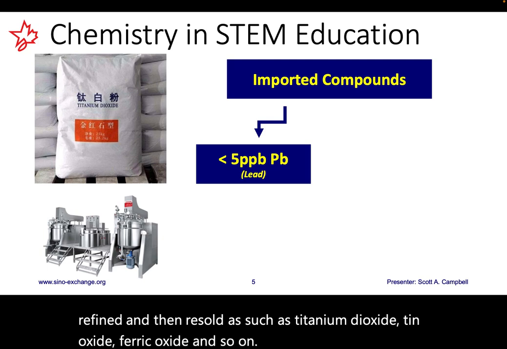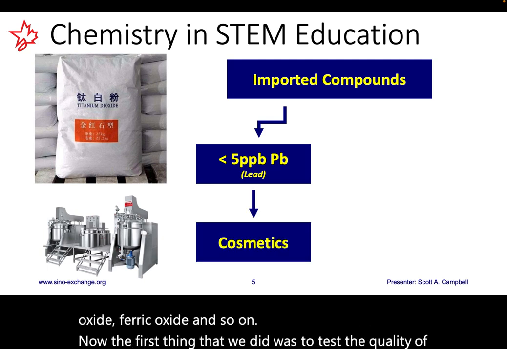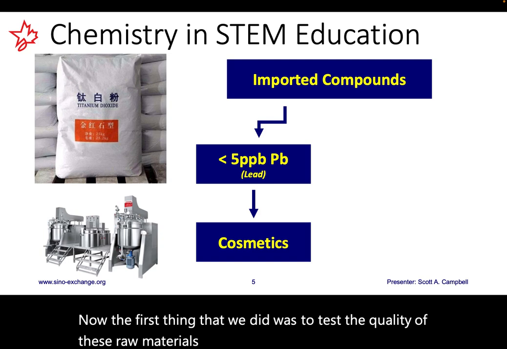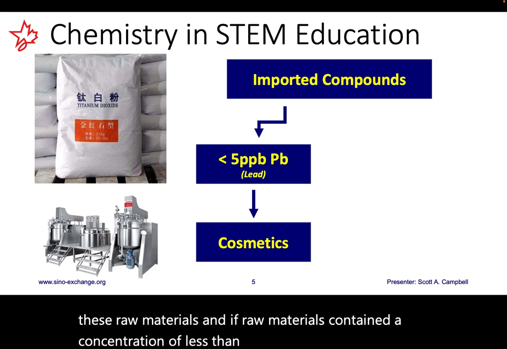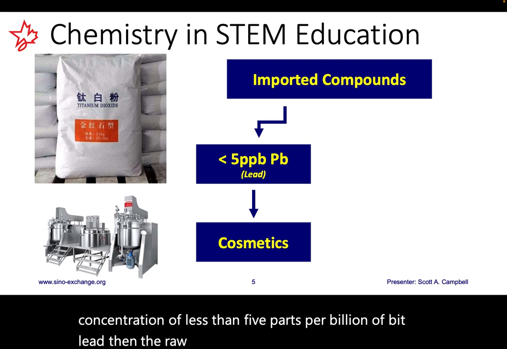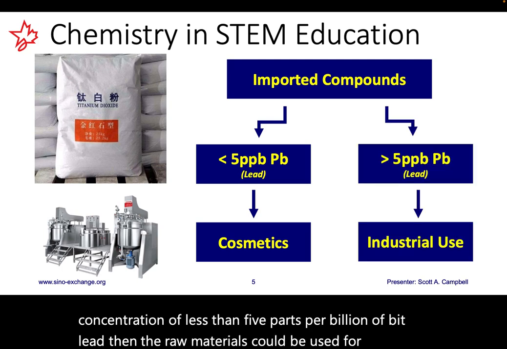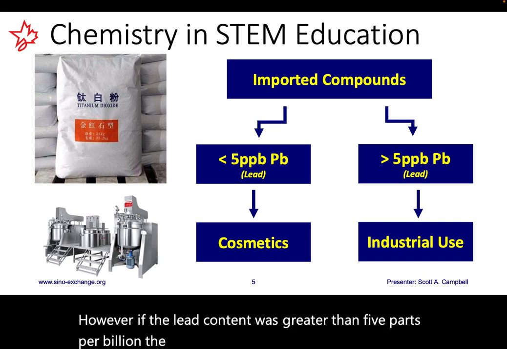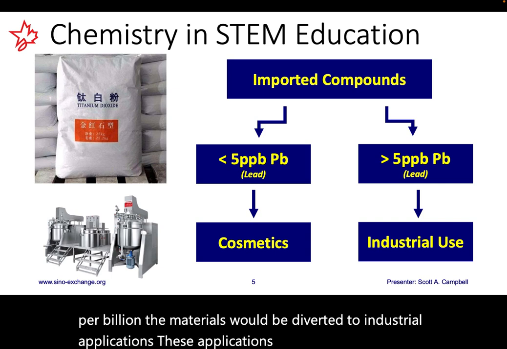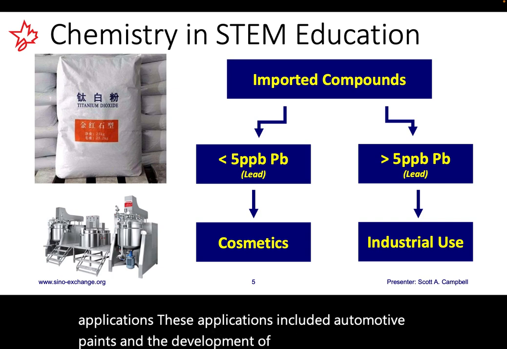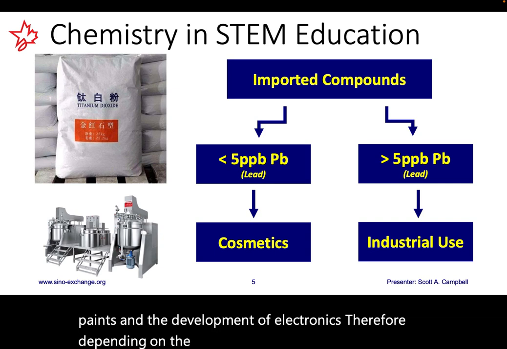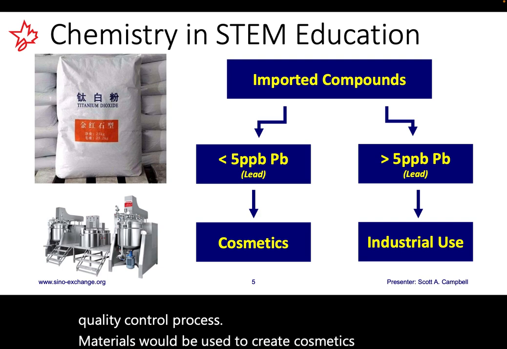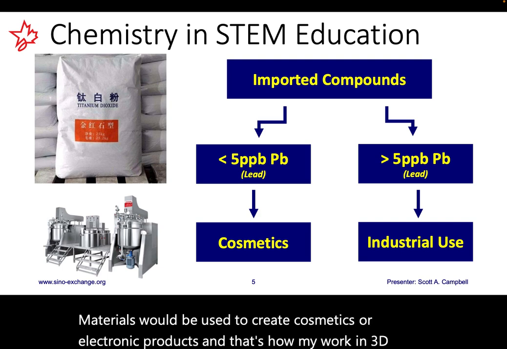Now, the first thing that we did was to test the quality of these raw materials. And if the raw materials contained a concentration of less than 5 parts per billion of lead, then the raw materials could be used for cosmetics. However, if the lead content was greater than 5 parts per billion, the materials would be diverted to industrial applications. These applications included automotive paints and the development of electronics. Therefore, depending on the quality control process, the materials would be used to create cosmetics or electronic products, and that's how my work in 3D imaging brought me into the world of cosmetics as well.